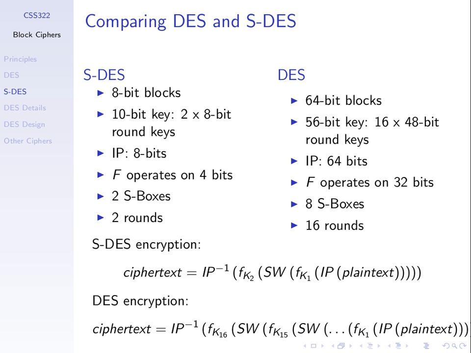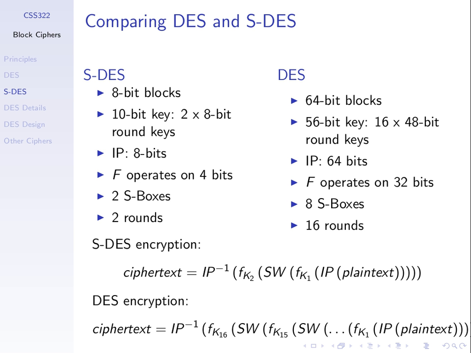Initial permutation, 64 bits. The function f, which we saw in one of those grey boxes, operates on 32 bits. In our simplified DES, just 4 bits. And we have 8 S boxes instead of the 2 S boxes that we needed for simplified DES. Same principles, same steps, just that the operations we use are larger. Operating on more bits, we have more rounds and so on.